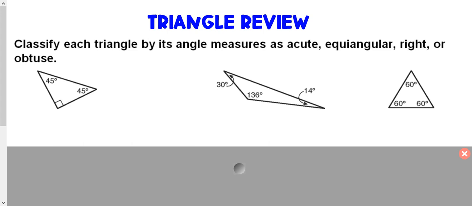All right. This is not on your notes, but I just want you to put your pencil down and do a quick little triangle review before we do our last example. So can we go through and classify each triangle by its angle measures? So the first one, I'll do this one here. We've got a right angle. So this is a right triangle.